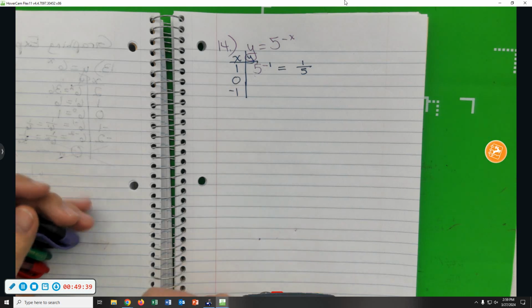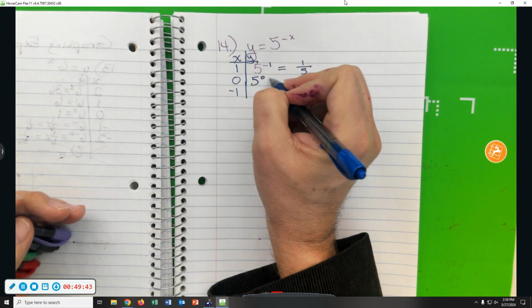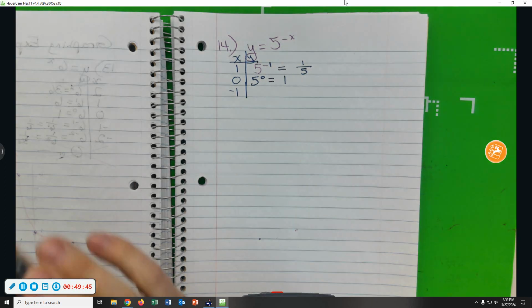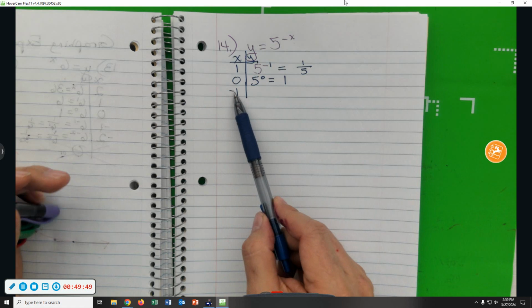Plug in 0. What's that going to give you? 1. 5 to the 0 power is defined to be 1. I agree. Now plug in -1.